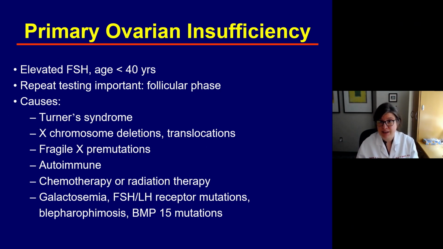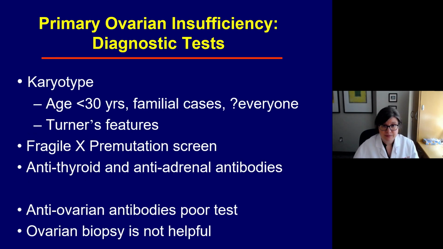Causes of primary ovarian insufficiency include Turner syndrome, X chromosome deletions, Fragile X premutation, autoimmune etiologies, chemotherapy, radiation therapy, and some rarer genetic causes. In terms of diagnostic tests that are important to consider in these patients, and this is why I present this case, it's important to think about doing a karyotype.